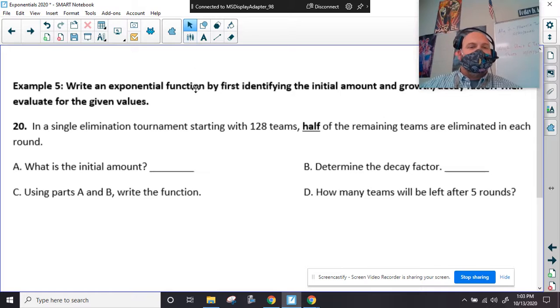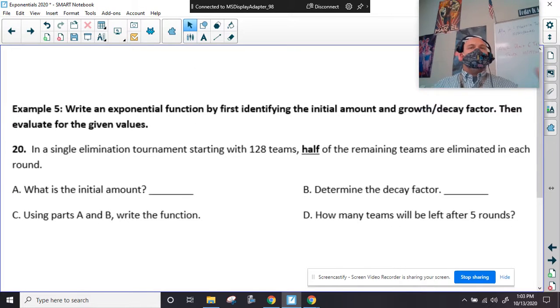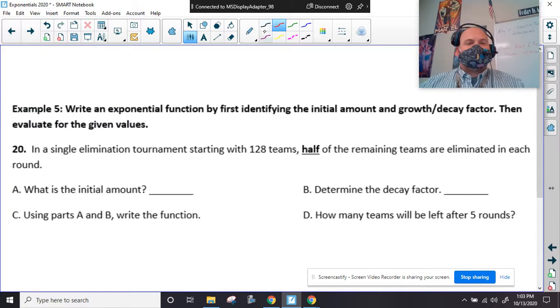Now, word problems. Here's good news about your word problems. You only have one on the practice test and test. And I actually help you out more than what we have in the past. All right. A single elimination tournament starting with 128 teams. Half of the remaining teams are eliminated each round. All right. What's the initial amount? What is our A? How many do we start off with?